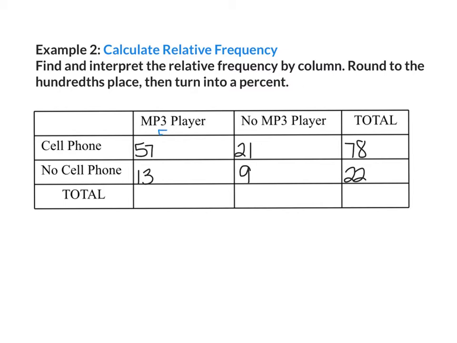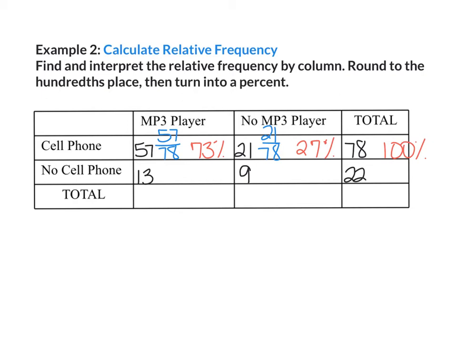So I'm going to take 57, divide by 78, which is the total. 57 divided by 78 gives me approximately 0.73. I'm going to multiply by 100, and that will give me 73%. Now the next cell, 21, I'm going to divide by 78, which is the total. 21 divided by 78 gives me approximately 0.27. Multiply by 100, that gives me 27%. Now I'm just going to add the two percentages together to get my total. 73% plus 27% will give me 100%.